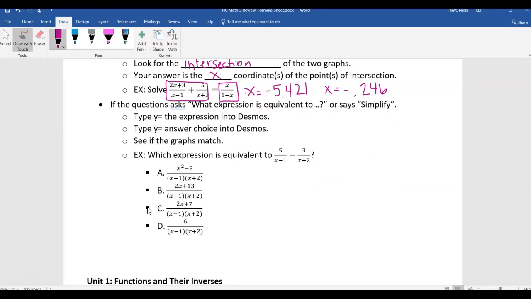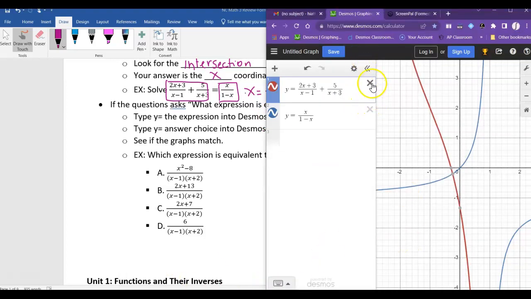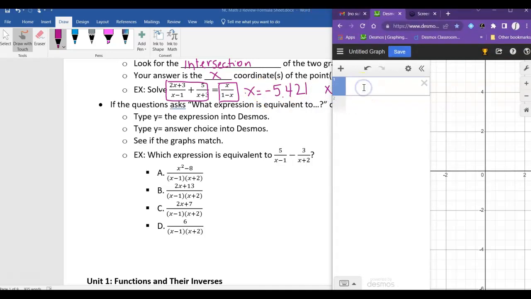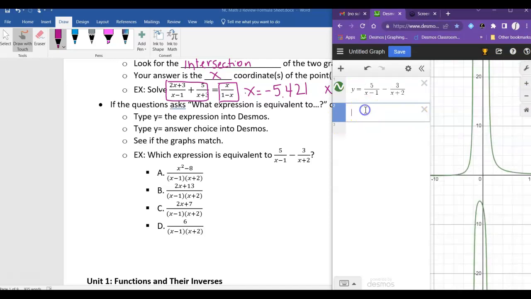The other thing that you're going to see that you can use Desmos for a lot is if you see a question that says what expression is equivalent to, or if it says simplify, you can just type the equation into Desmos and then type in your answer choices. So to look at that here for this problem, if I get rid of what I just had there, if I type in y equals 5 over x minus 1 minus 3 over x plus 2, and I'm going to zoom out a little bit so we can see that graph better, then I can just type in my answer choices. Y equals x to the second minus 8 over x minus 1 x plus 2.